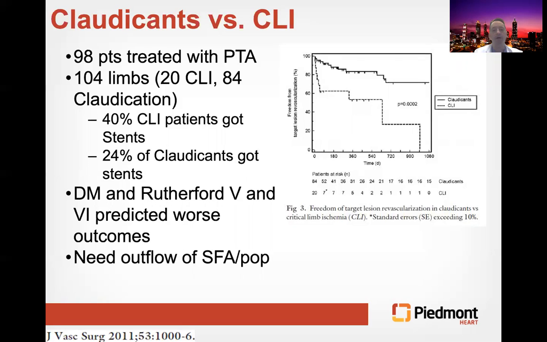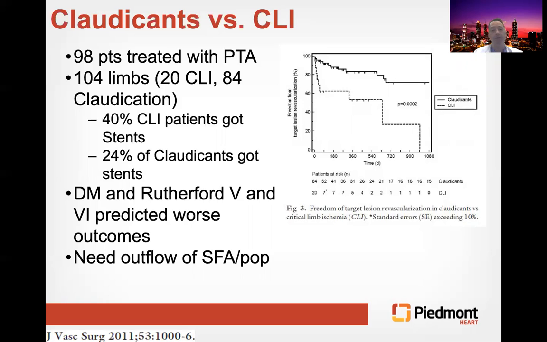The idea here is that with claudicants, we try to avoid stenting, but CLI patients have such poor outcomes overall. We really want to try to perfuse that limb as best as we can and optimize inflow to the wound. So those patients often get stents. Those patients with diabetes in Rutherford class 4, 5, and 6 do worse versus claudicants.